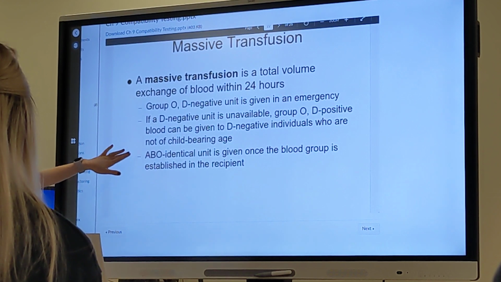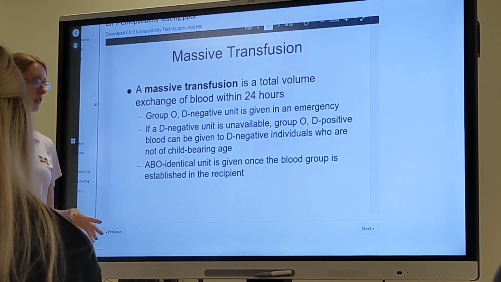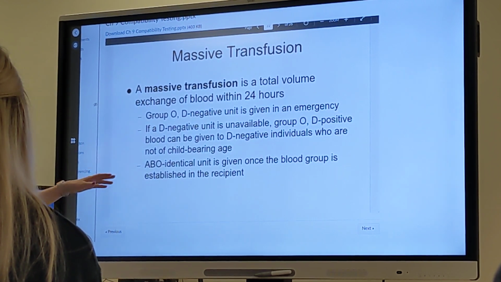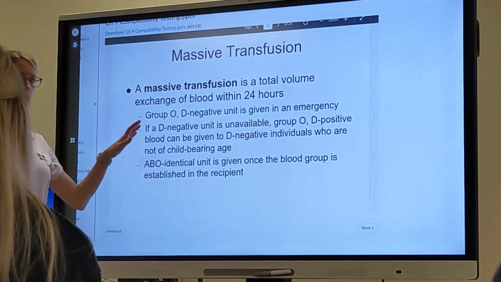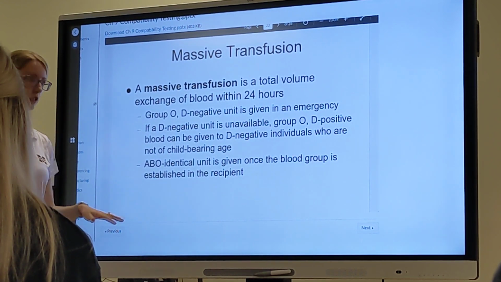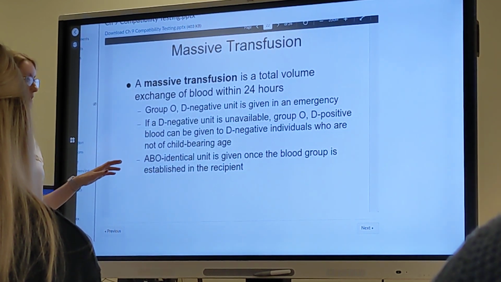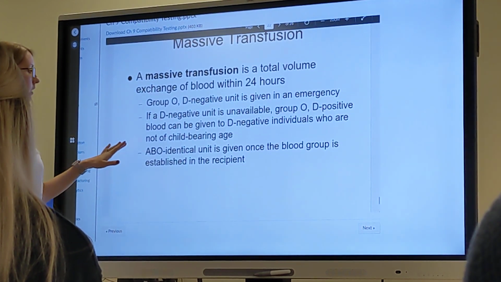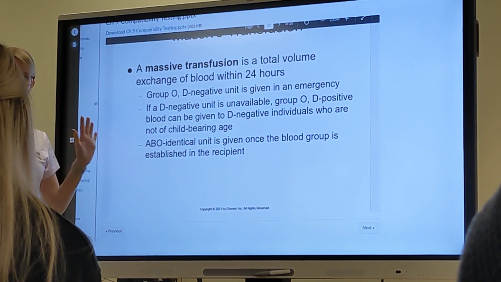Massive transfusions is when you replace their total blood volume in a 24-hour period. So group O, D negative is given in emergency in the beginning. Usually now, that's only for child-bearing females, which is 50 years or younger. If a D negative unit is unavailable, you can give D positive, which is what they really do, especially for men, to reserve the D negative blood just for women.